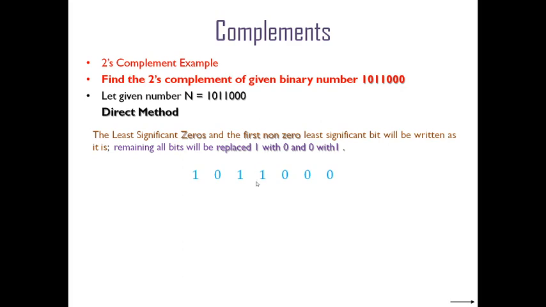At the same time, the least significant 1 is also written as it is. But the remaining bits, 1 will be replaced with a 0, 0 will be replaced with a 1. Again this 1 will be replaced with a 0. So like this we will get the final value.